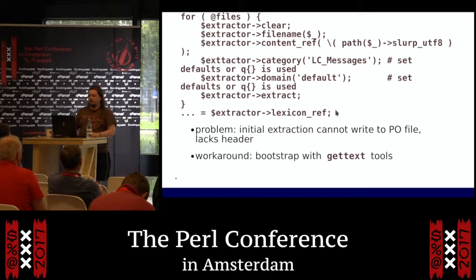There's a problem. I found the initial extraction cannot write to a PO file because it wants to merge with an existing PO file. And then it says, where's the header? I refuse to work. So as a workaround, for the first run, bootstrap a naked PO file with nothing in it, so you get the header, and then the rest works nicely.